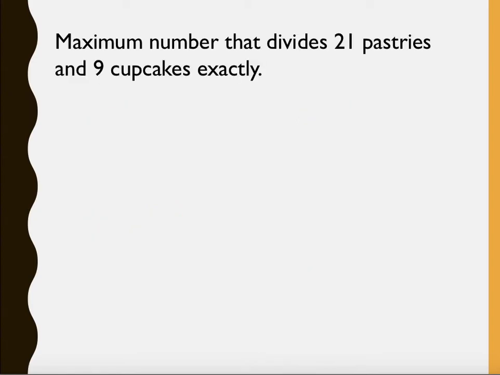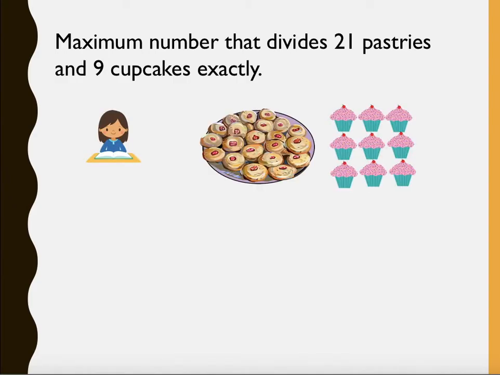That means we are trying to find a number that exactly divides 21 and 9, but it has to be the maximum number that can divide both 21 and 9. Let's go with 1 student first. So we give all the pastries and cupcakes to this 1 student, but is 1 the maximum number here? Is it right? I don't think it sounds right, just 1 student getting everything.